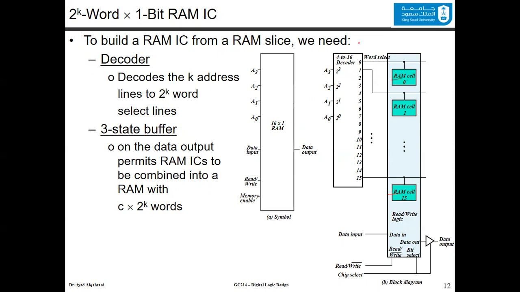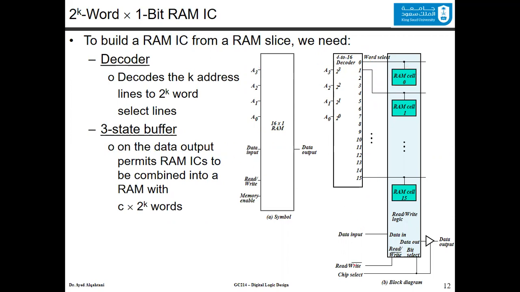So what we need is a decoder. It takes the 4 inputs here, and it generates the outputs where one of the lines is active and the other lines are deactivated based on what is the address. So for example, if you have the address 0, 0, 0, 0, this one will be 1 and the rest will be zeros, meaning that you are accessing RAM cell 0.